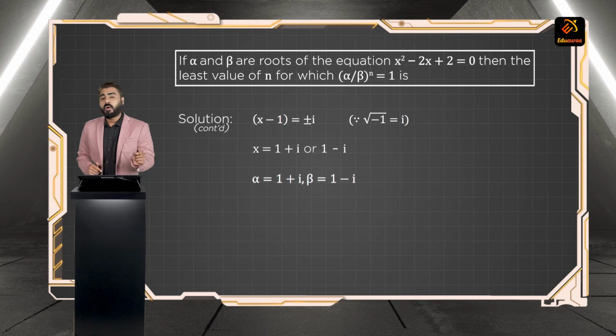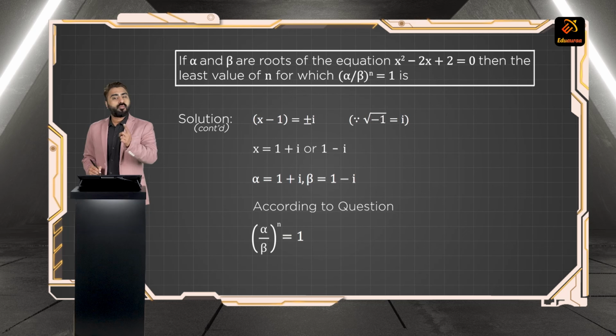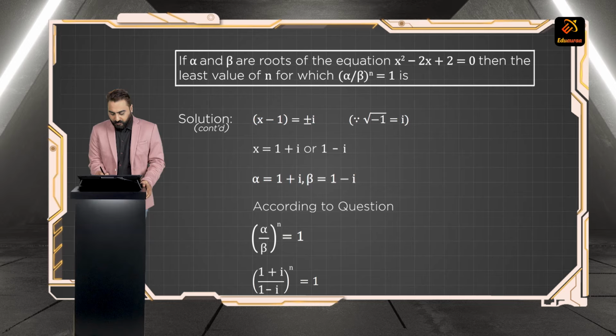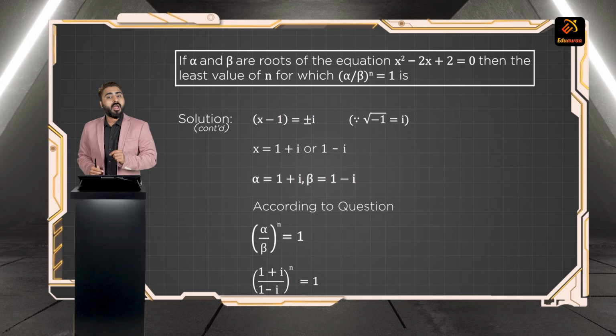Now students, what is the question? So according to question, (alpha by beta) whole raised to n is equal to 1. So we can write this as (1 plus i upon 1 minus i) whole raised to n is equal to 1. So students, how do we solve this? Now, is it in your complex form? No. Why? Because there is an imaginary term in the denominator. So if we want to get rid of this imaginary term, this is in division form. So what is the step? Only one step, rationalize the denominator.